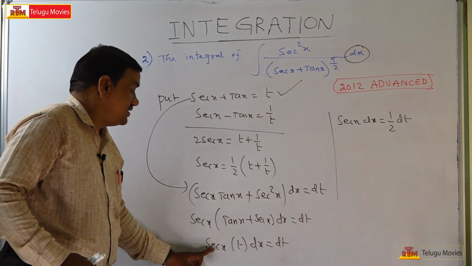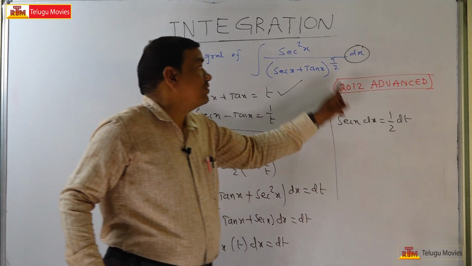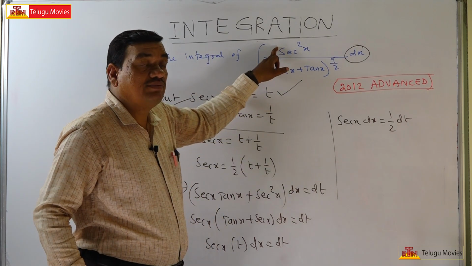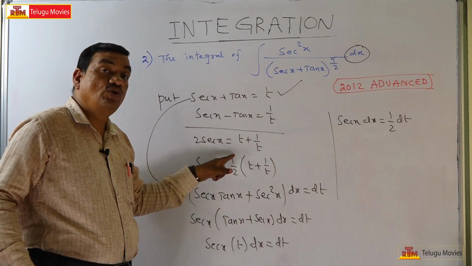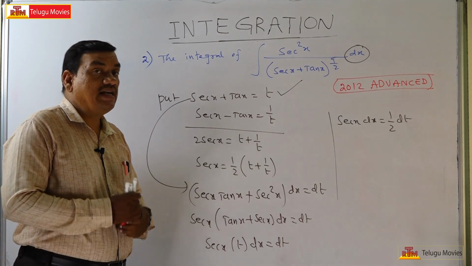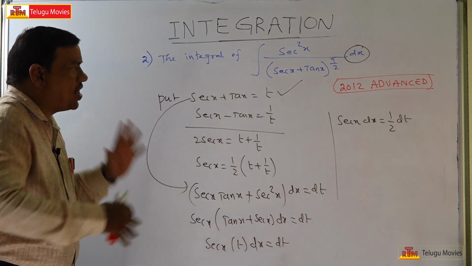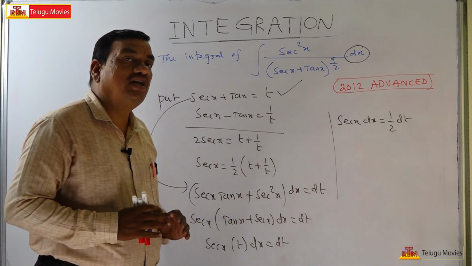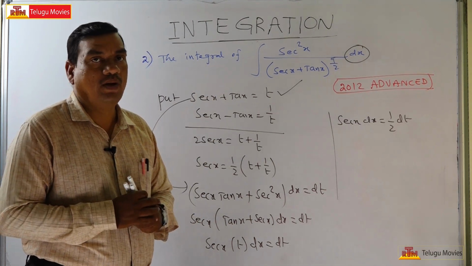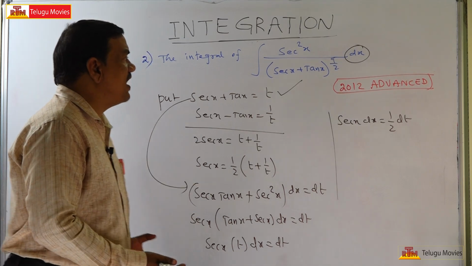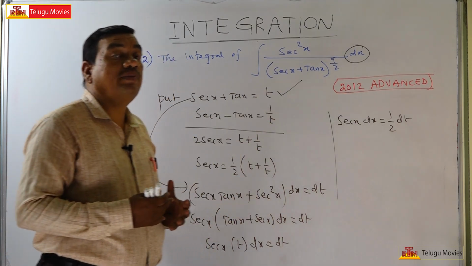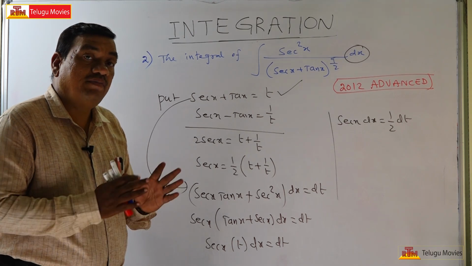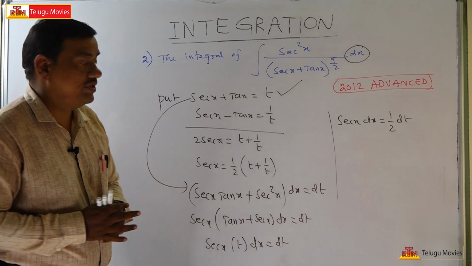Now secant x into dx, I will put dt by t. One more secant x will be there. In that secant x, I will put 1 by 2 times t plus 1 by t. So these are all the arrangements that we have to make before directly entering into the problem. Let us substitute all these values here. The problem becomes in terms of t, and solving it will become very easy. Let us continue.